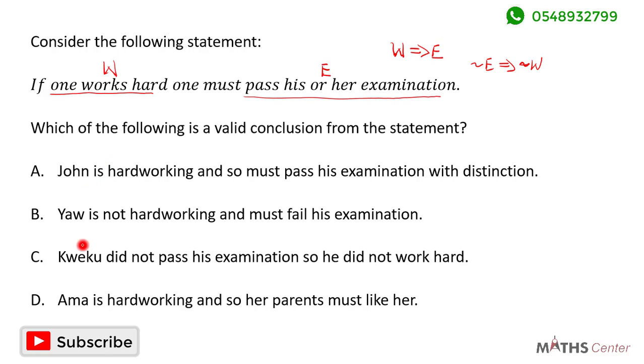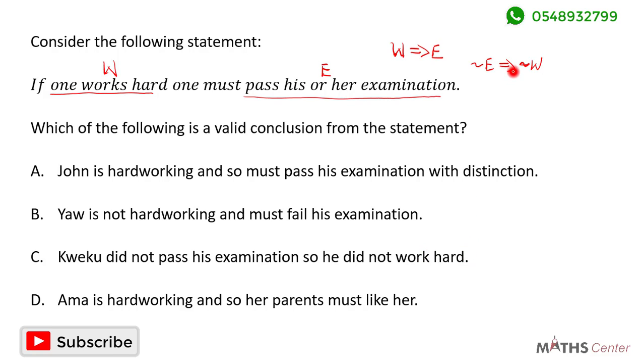When we look through the 4 options given to us, the option that describes this conclusion is C. Kweku did not pass his examination. It means that Kweku belongs to the negative of E. He did not pass his examination. And so he did not work hard.